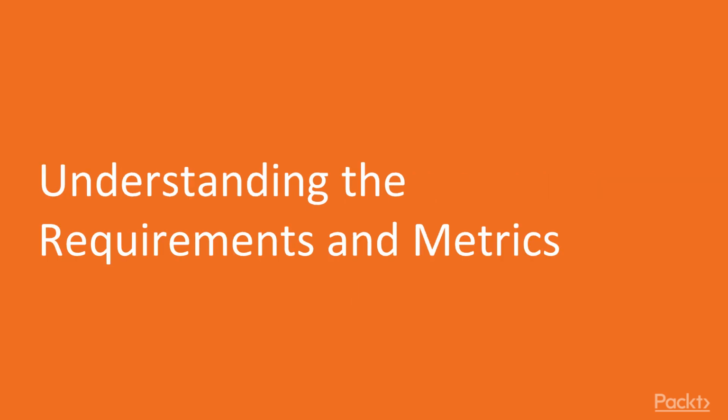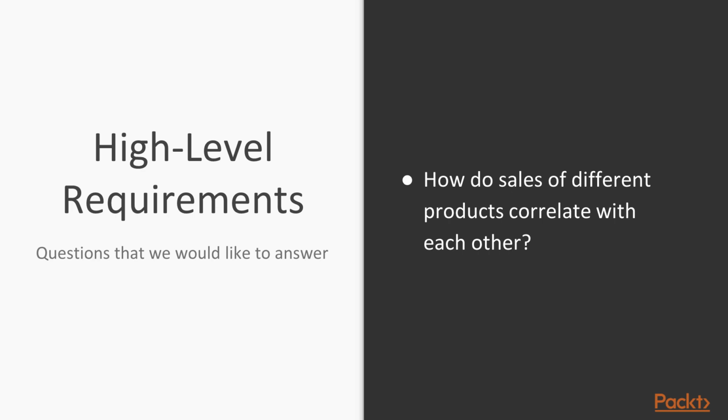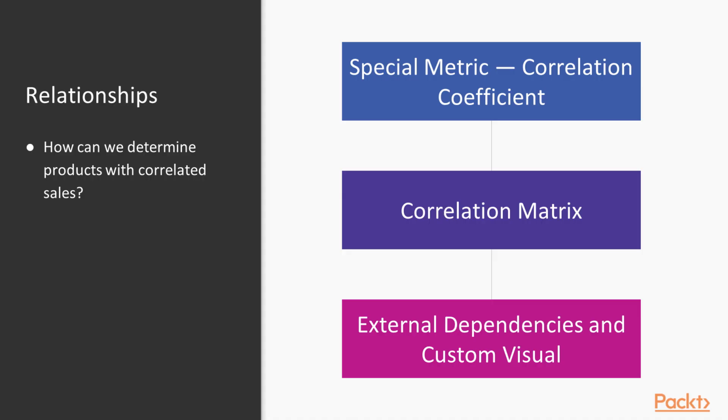Now, as usual, we will start with looking at requirements and looking at metrics that will help us satisfy those requirements. Okay, so the initial high-level theme that we're trying to tackle in this video and in this whole section: we should look at which products have correlated sales. In other words, which products change in unison, which products have correlated sales with each other.